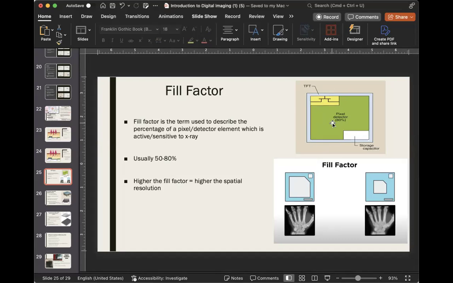How that presents itself is here. You can see here is a low fill factor. This is our sensitive to X-ray part. Notice how it's a little blurred. Here is a larger fill factor that's sensitive to X-ray. Notice how clear and sharp that area is, okay?